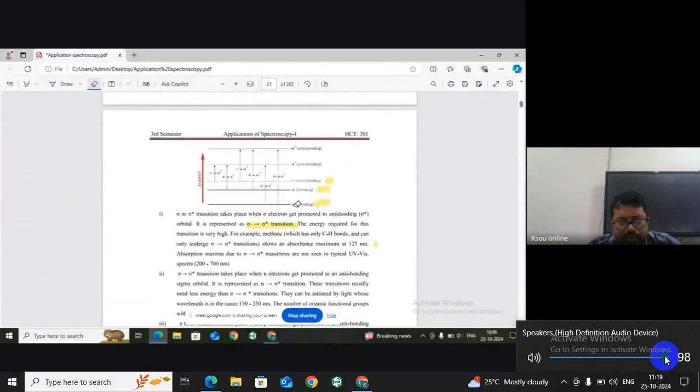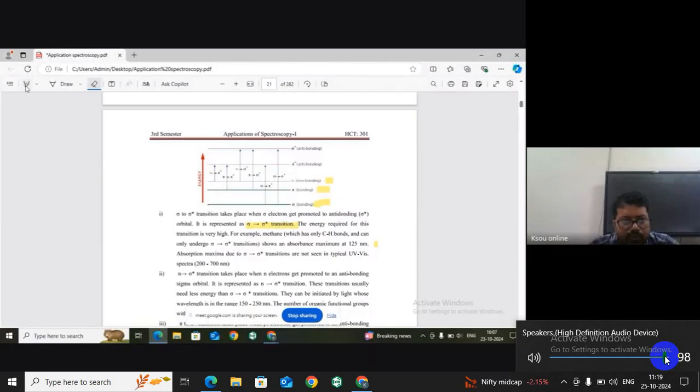First, the sigma to sigma star transition. These are the energy levels: this is sigma, this is pi, this is n, and this is pi star, this is sigma star. Sigma and pi are bonding, sigma star and pi star are anti-bonding, and the middle one, n, is non-bonded. Now the sigma to sigma star transition occurs in the CH bond.